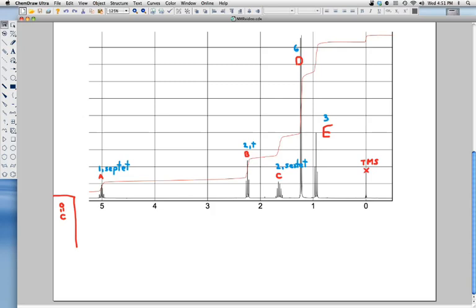Okay, so peak C is a sextet. Looking at D, that's easy to see. That's a doublet, so we can just abbreviate that with a D. And finally, looking at our peak E here, this is clearly a triplet. So let's come over to E and label that as such. E is a triplet.